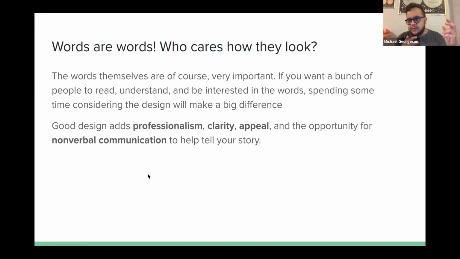So basically, when we're talking about graphic design, we're talking about how the words look, how the information looks, and how it's being conveyed. So the words themselves are important, but if you want people to actually read them, understand them, be interested in them, you should spend some time considering the design. Good design makes things look more professional, makes it clear and appealing to the eye, and gives you the opportunity to communicate a little bit beyond the words based on how you arrange the words and the other elements in your design.